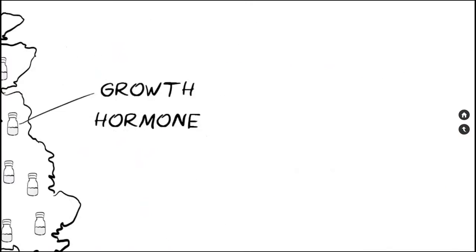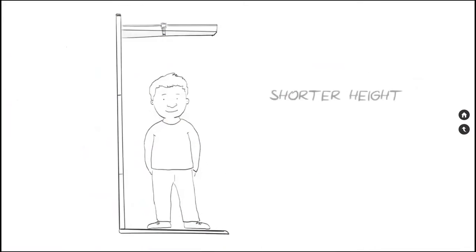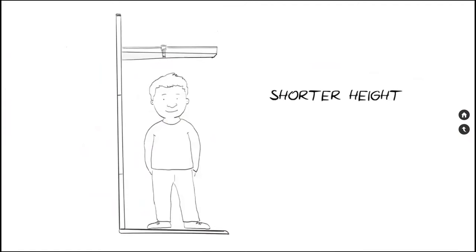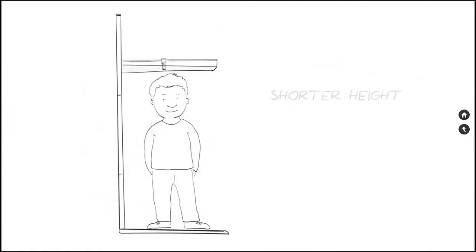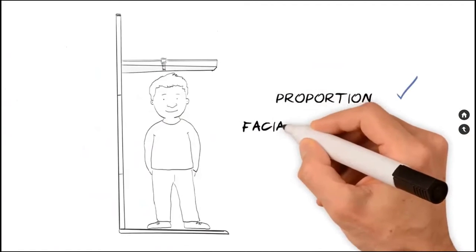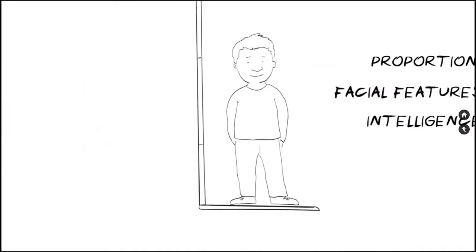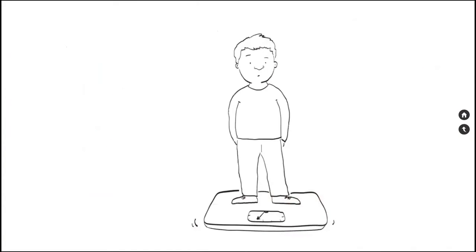Children with growth hormone deficiency are short and might look young for their age, as a lack of growth hormone delays physical development and bone growth, but their bodies are in normal proportion and they have normal facial features and normal intelligence. Before starting treatment, children with growth hormone deficiency might be overweight, as growth hormone also helps to control the amount of fat under the skin.